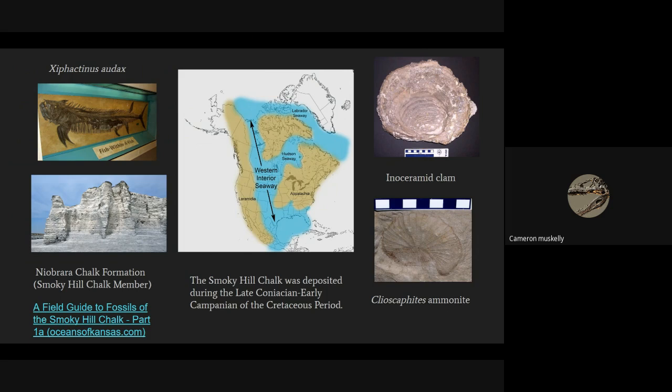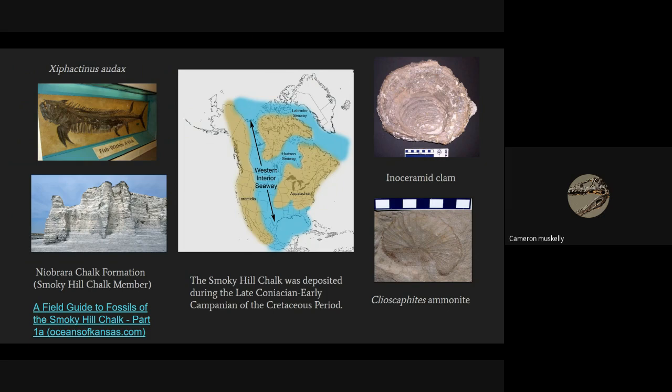So the Smoky Hill Chalk was deposited in the late Coniacian through the early Santonian, or all the way through the Santonian, and then through the early Campanian parts of the Cretaceous period. So we're talking around 85 to 90 million years ago. And the Western Interior Seaway started to close about the very end of the Cretaceous period, between 66 to 67 million years ago. And we find an abundance of marine fossils because there was a large seaway that stretched all the way from the Arctic all the way down to the Gulf Coast.